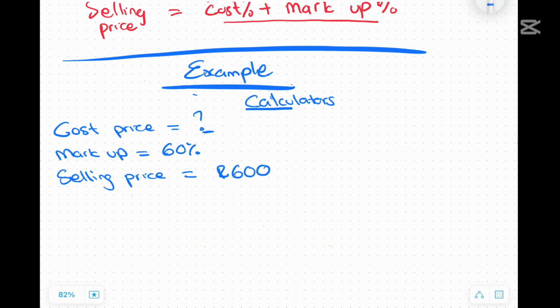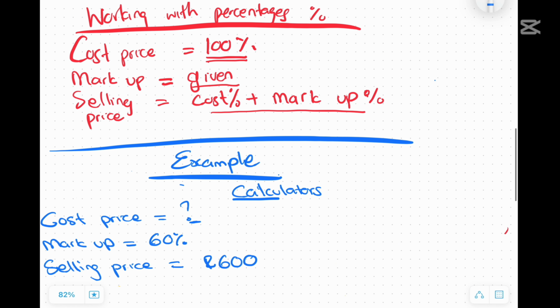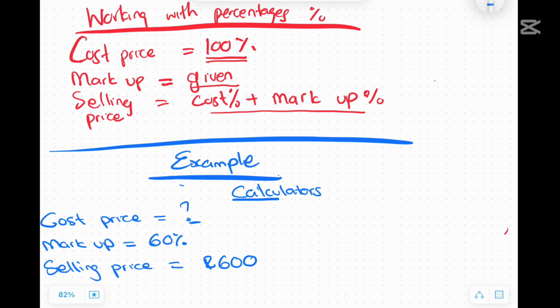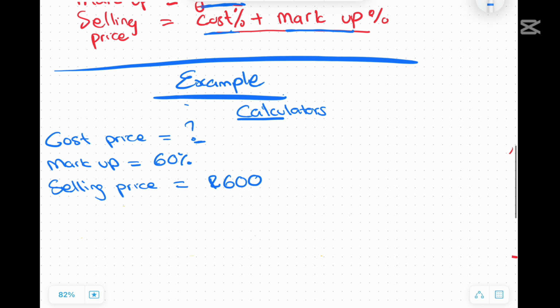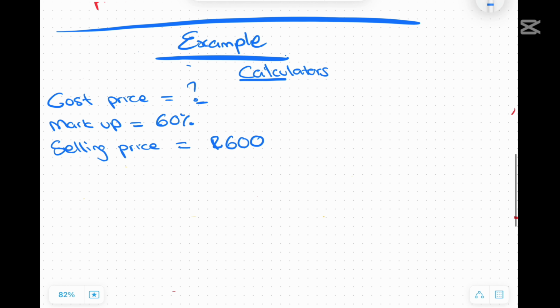Before you go any further, please do not forget this information that I have given you over here. I said cost price is always 100%, the markup is given, and for your selling price, you add the percentage of your cost plus the percentage of the markup. So each time you get an activity similar to this one, make sure that you have this little information on your side. Just write it on the side.